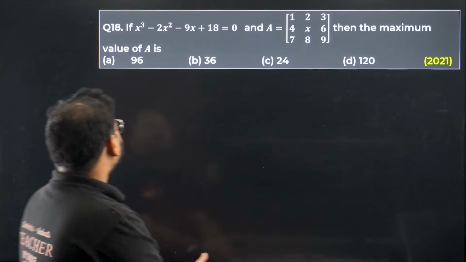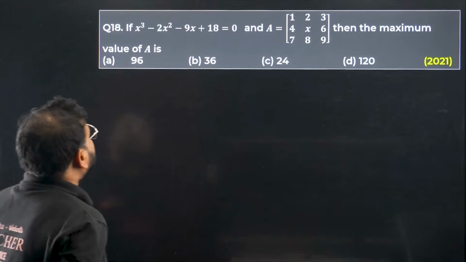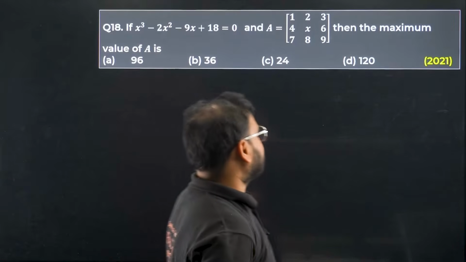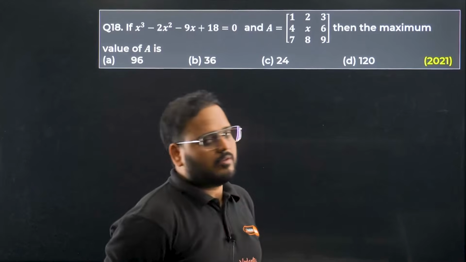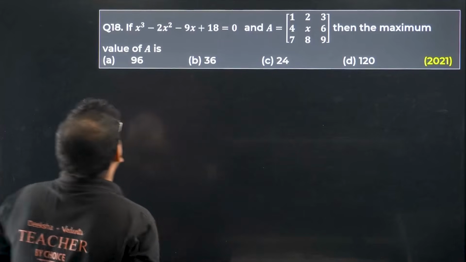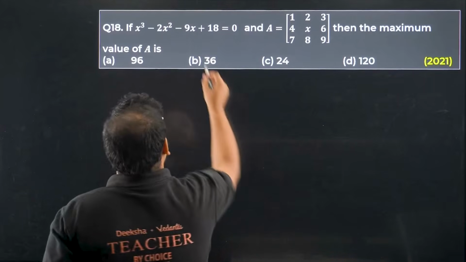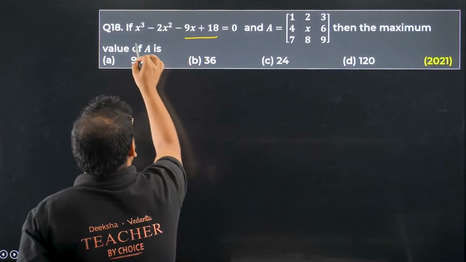18th one now. If x cube minus 2x square minus 9x plus 18. Now this will take 1 minute to solve. Okay, let's see. I can see there's a factor over here, x minus 2. Here also x minus 2.